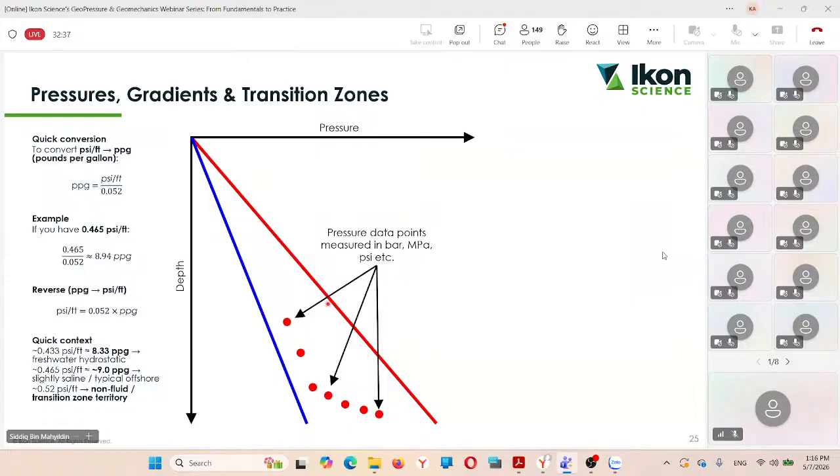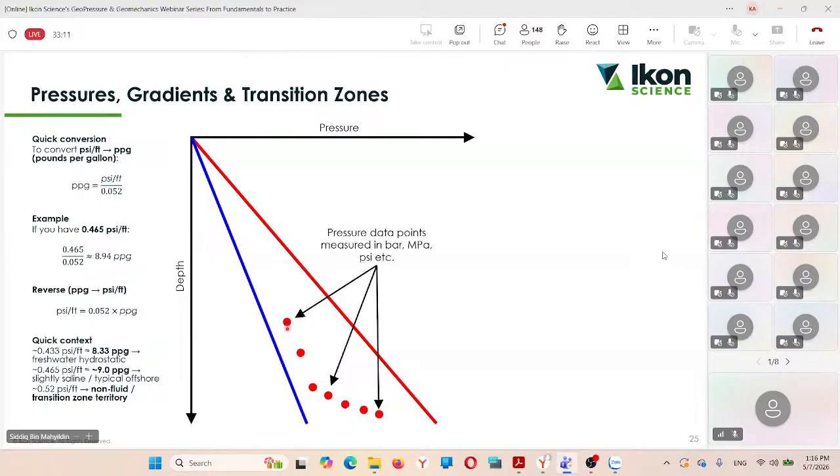What we care about over here is, for example, if this pressure is being visualized in bar, MPa or PSI, if you need to convert it to PPG or gradient, you can use this equation over here. First, for example, if in PSI and this is feet, the gradient is just PSI over feet, right? But if you want to convert it to PPG, pound per gallon, which takes into account the density of the fluid itself, then you can just divide it by 0.052.